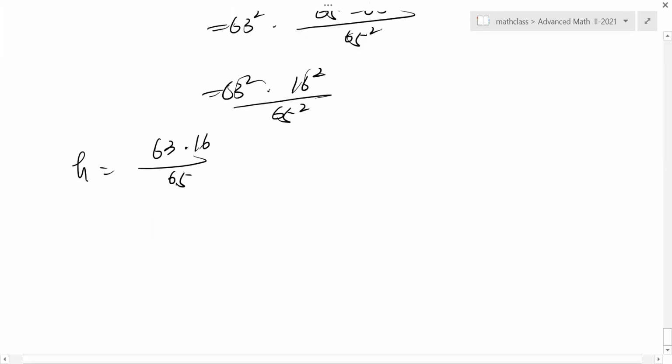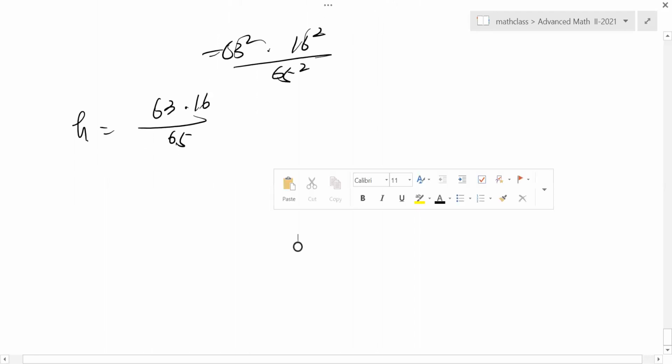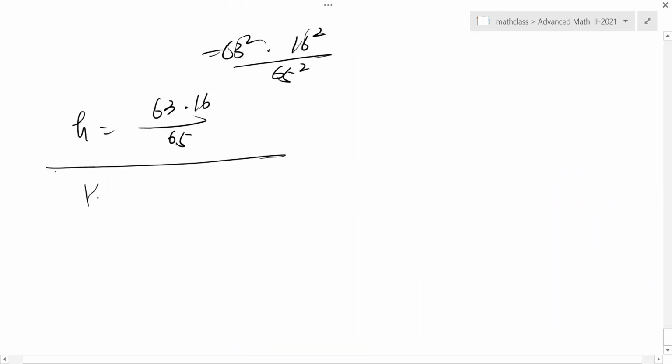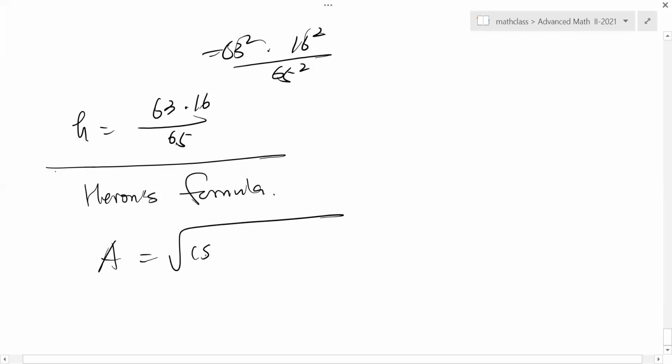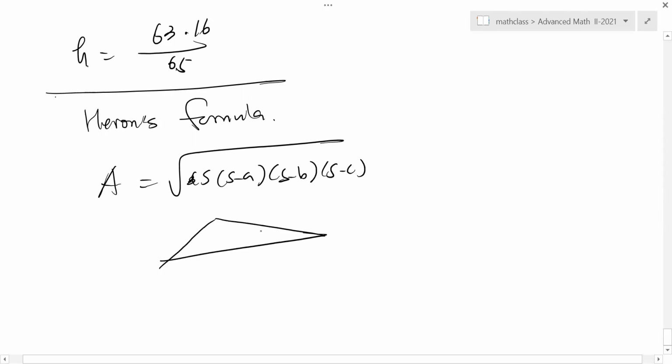Now, using the same idea, one can prove Heron's formula. We keep talking about Heron's formula. It says that the area is going to be the square root of S times (S minus A) times (S minus B) times (S minus C), right? So if you have A, B, C, that's what we get.